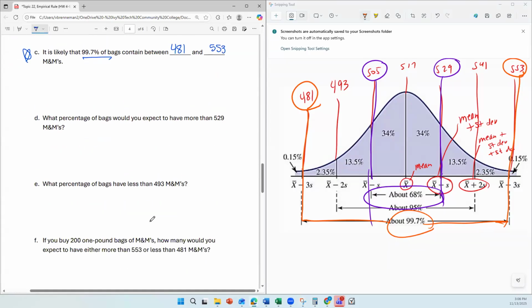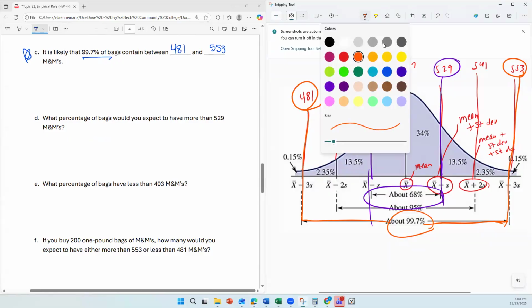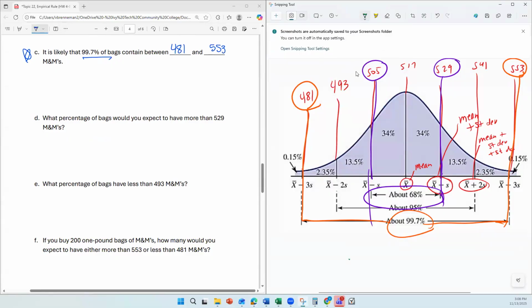A couple other things we could do with this. What percentage of bags would you expect to have more than 529 M&Ms? For that, I would go and find the 529, and I want anything more than that. So that's going to be these three pieces. So I add up the percentages for those three pieces.